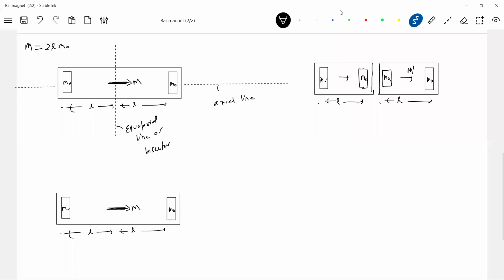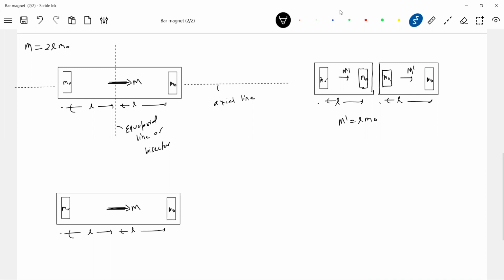M dash, we'll call it. So earlier what is M? Capital M is 2L m naught. Now what is M dash? M dash is equal to L m naught. So what happened to the dipole moment? When you cut, how are we cutting? We are cutting normal to the axial line. I'll cut the bar magnet into two equal parts, normal to the axial line.